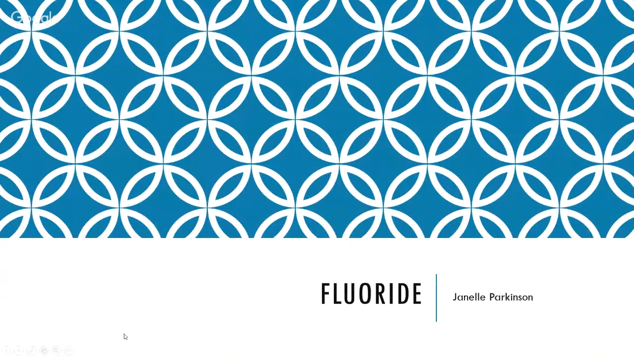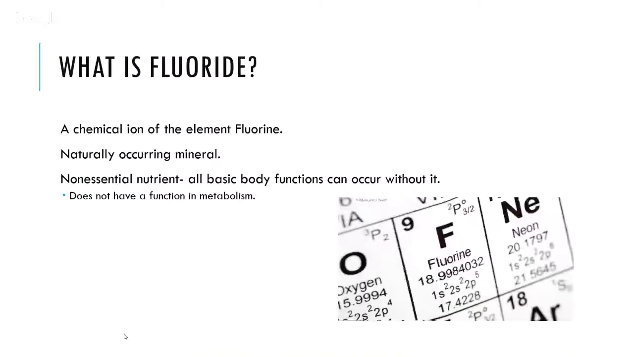So I'm doing my presentation on fluoride. So what is fluoride? Fluoride is a chemical ion of the element fluorine. It's a naturally occurring mineral. It's a non-essential nutrient, so it means all basic body functions can occur without it. It does not have a function in metabolism.